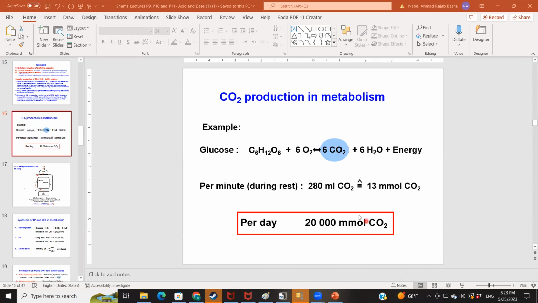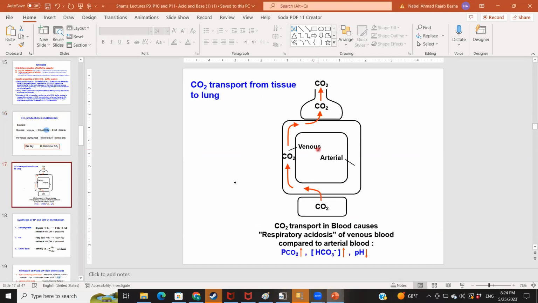And we produce around 20,000 millimoles of CO2 per day. And this is a huge amount, and we have to get rid of it. Fortunately, CO2 is a volatile acid, meaning that it can be easily excreted through the respiratory system. So CO2 is produced by continuous metabolism in peripheral tissues, and it travels through the blood to the lungs, and then it is expired. So CO2 is no hassle. It's not a big deal. We can easily get rid of it.